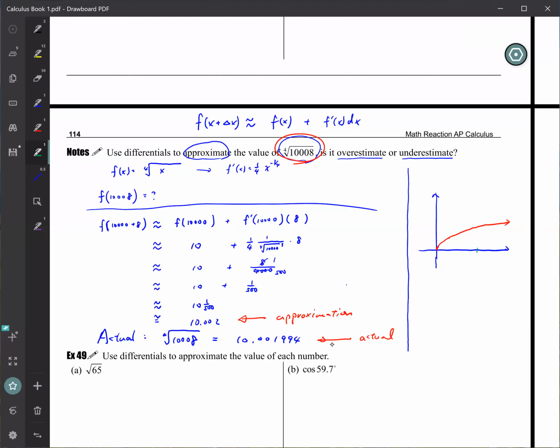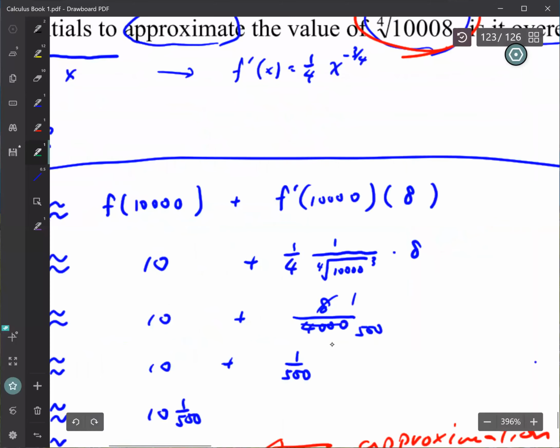Where do you put the tangent point? What's the x value? 10,008. Actually, it should be just 10,000, right? You look at here because it's f prime of 10,000.